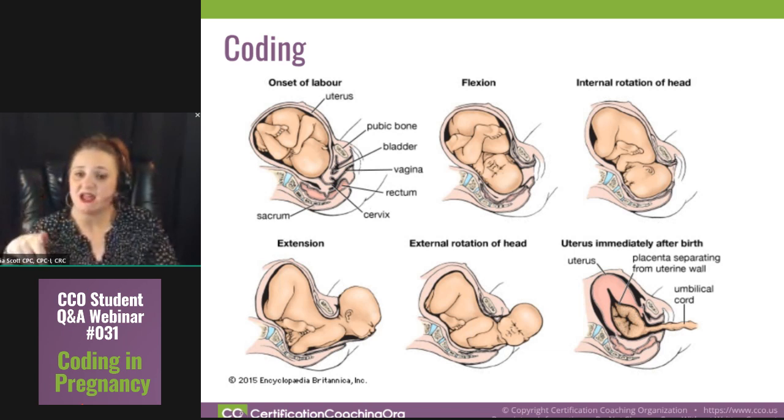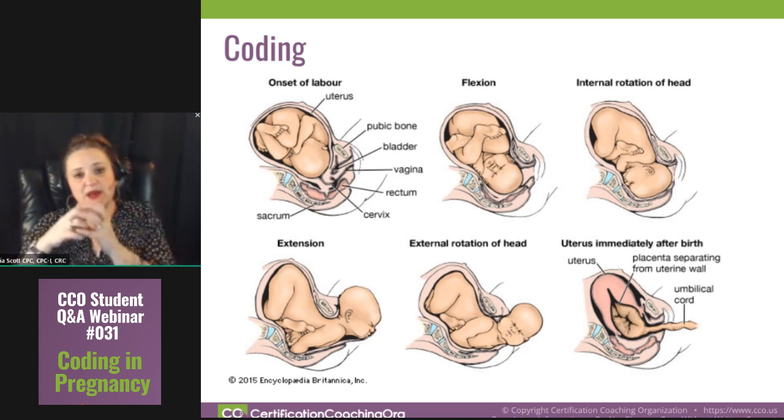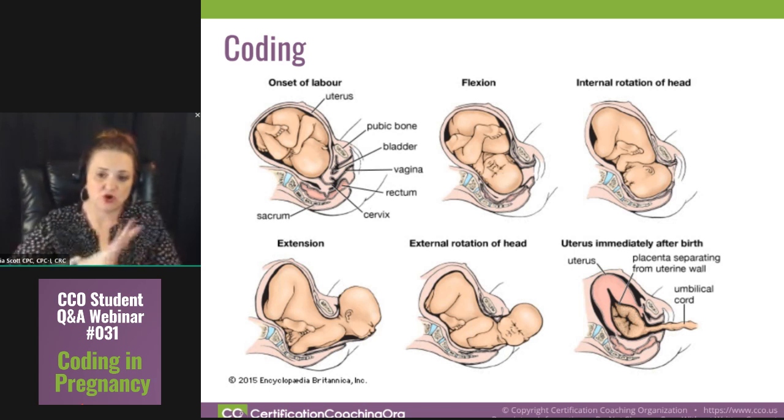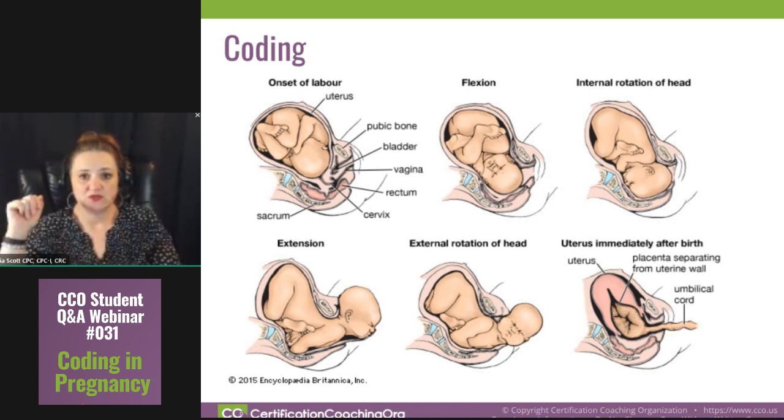But delivery is not done. Delivery doesn't actually finish until after the placenta comes out. It can take 5 to 15 minutes for the placenta to come out. You don't want it to take longer than that, okay? Usually after the baby comes out, the uterus will have another contraction, and then the placenta will detach, separate from the uterine wall, and come out. And then the uterus will start shrinking back to its normal size. They'll go in and massage the uterus. That can take a few hours for the uterus to start shrinking back down.